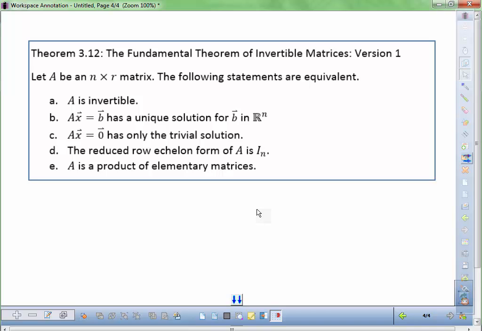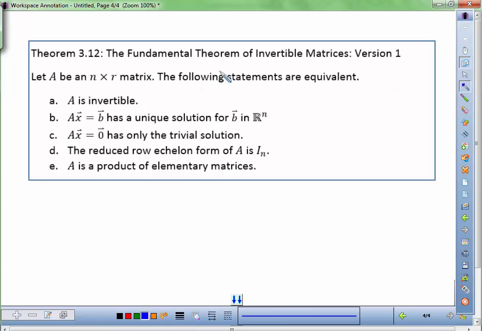So here we have the fundamental theorem of invertible matrices. And the first version goes one through E. The second version is going to go through F or J or something like that. And then it's going to keep going and polish off almost all of the alphabet. But this is the first version of it. Okay.